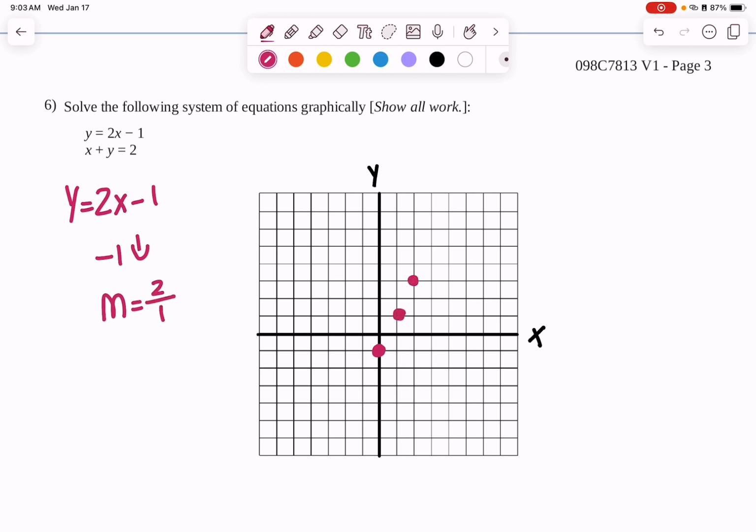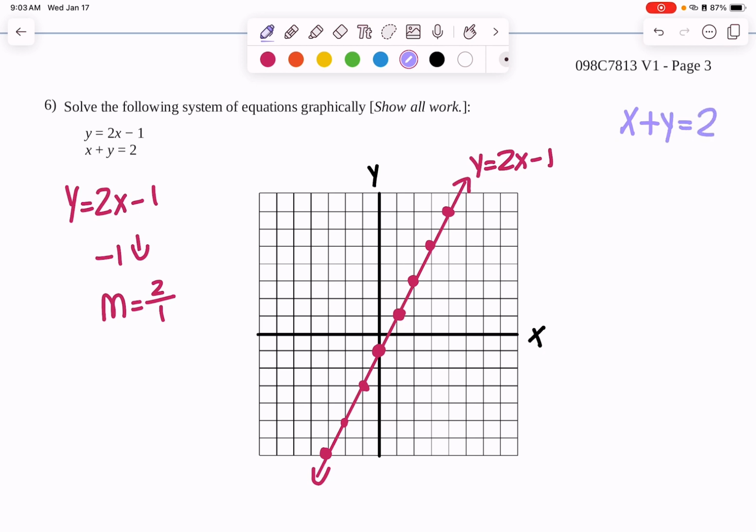Up 2 to the right 1. Then I could also go down 2 to the left 1. Perfect. All right, let me connect these points. And let me label it y equals 2x minus 1. All right, then the next one is x plus y equals 2.